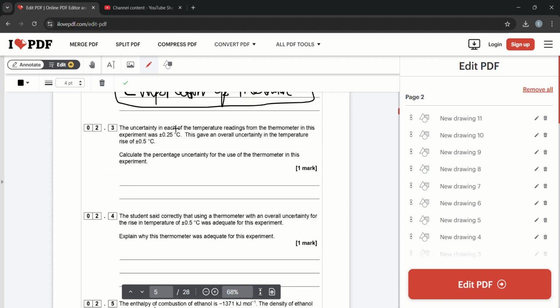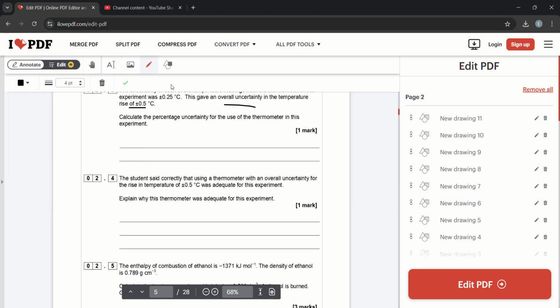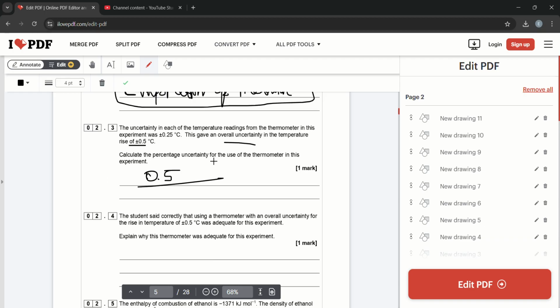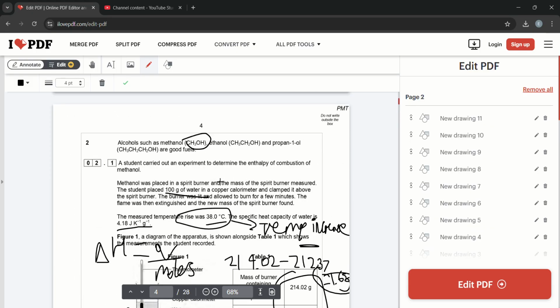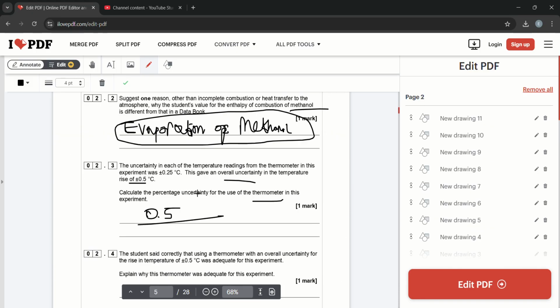2.3, the uncertainty in each of the temperature readings from the thermometer in this experiment was 0.25 degrees Celsius. This gave an overall uncertainty in the temperature rise of 0.5 degrees Celsius. Calculate the percentage uncertainty for the use of the thermometer. We don't really care about the uncertainty in each reading, we care about the overall uncertainty, which is this. So percentage uncertainty is the overall uncertainty divided by our total value. The thermometer will give you a temperature rise of 38 degrees, so it's going to be 0.5 divided by 38 times 100.